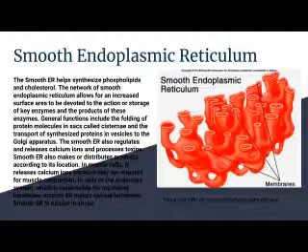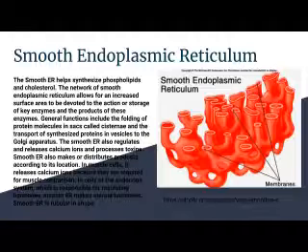The network of smooth endoplasmic reticulum allows for an increased surface area to be devoted to the action or storage of key enzymes and the products of these enzymes. General functions include the folding of protein molecules in sacs called cisternae and the transport of synthesized proteins and vesicles to the Golgi apparatus. The smooth ER also regulates and releases calcium ions and processes toxins.